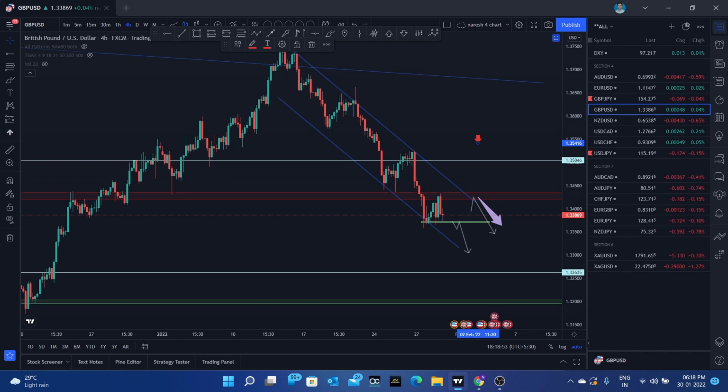So let's go for the next currency. It should be CHF JPY.